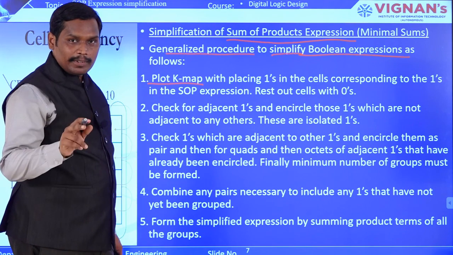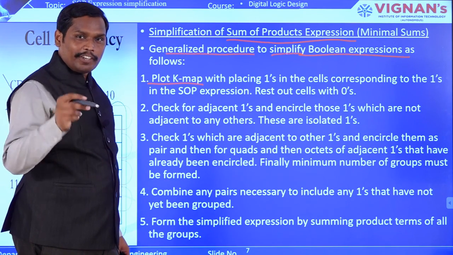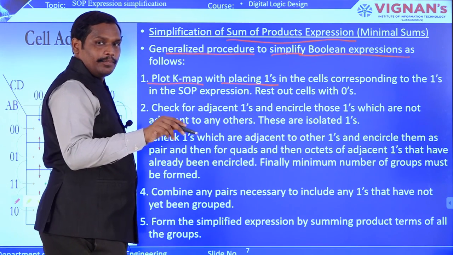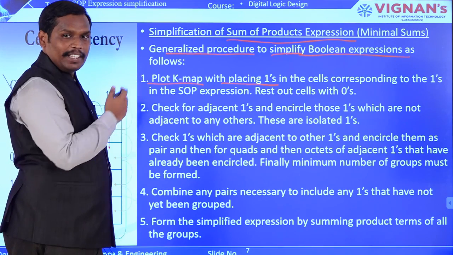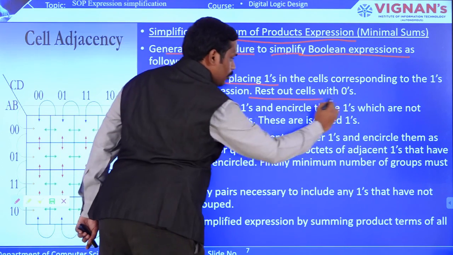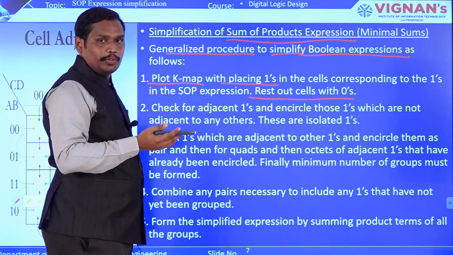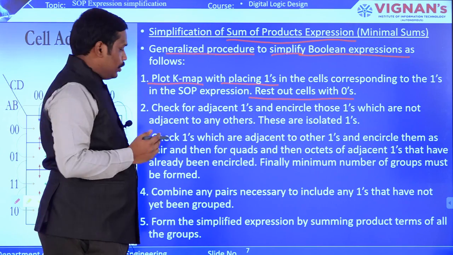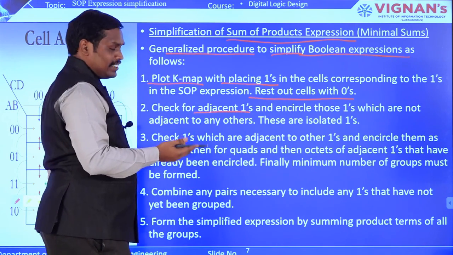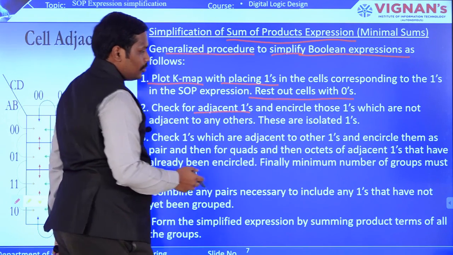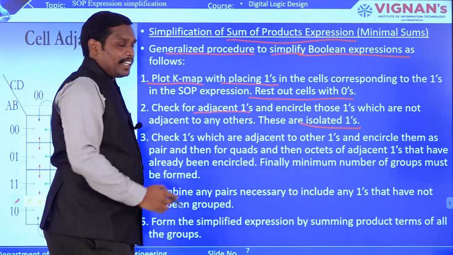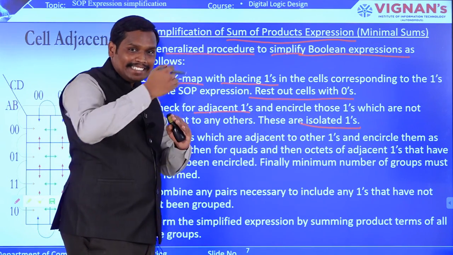So first check how many variables there are. Based on that, you take a 3-variable, 4-variable, or 2-variable map, and then place the ones in the corresponding cells. When the expression is given, you place 1 in the corresponding cells, and the rest of the cells will be replaced with zeros. Then check for adjacent ones. Encircle those ones which are not adjacent to any other; these are called isolated ones. An isolated one cannot have any adjacent one near it.